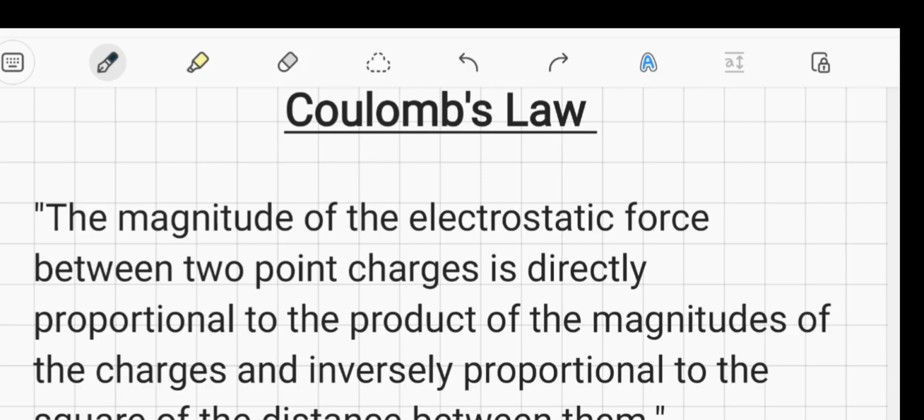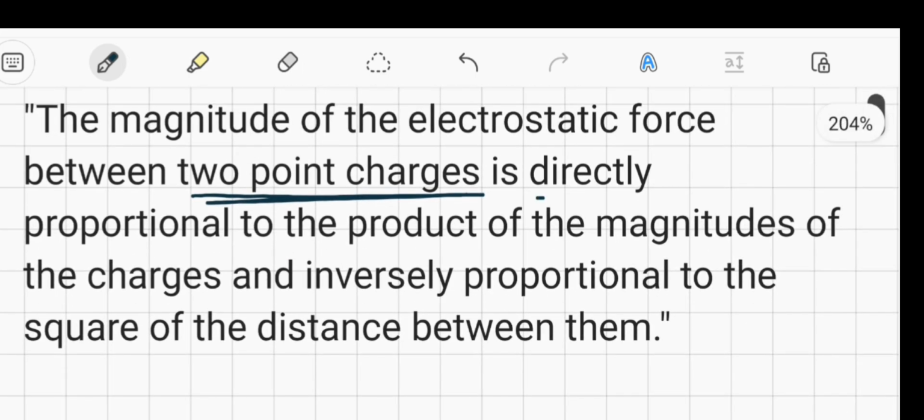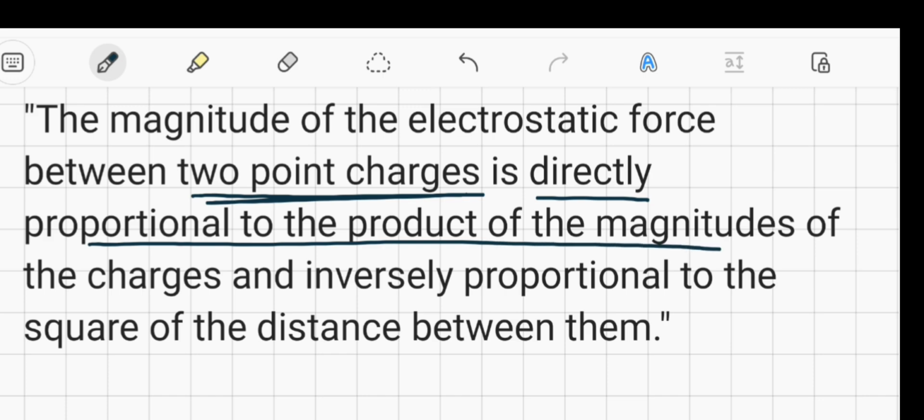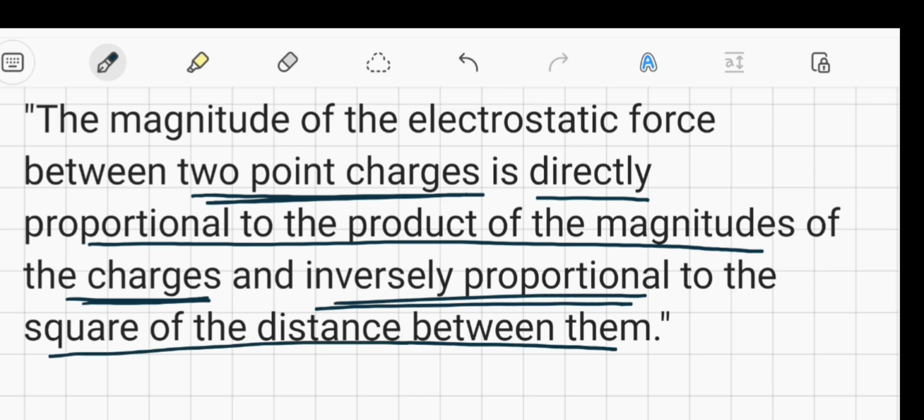It is similar to Newton's law of gravitation, but here we only talk about two charges. In Newton's law of gravitation, we talk about two bodies. Here in Coulomb's law, we talk about two charges, okay? So the statement is: the magnitude of the electrostatic force between any two point charges is directly proportional to the product of the magnitudes of the charges, okay? And inversely proportional to the square of the distance between them.